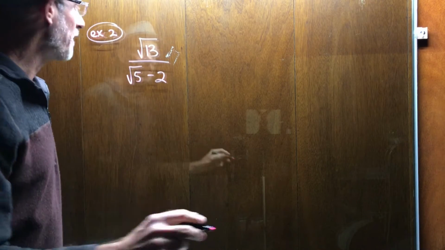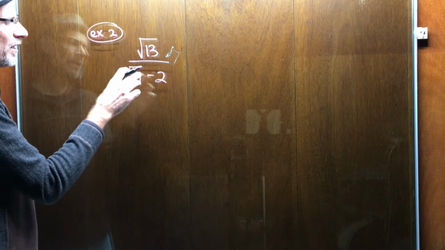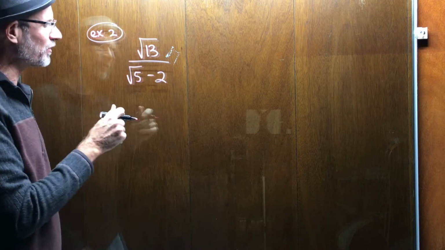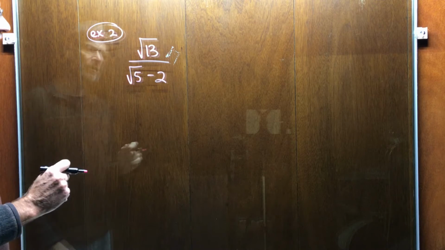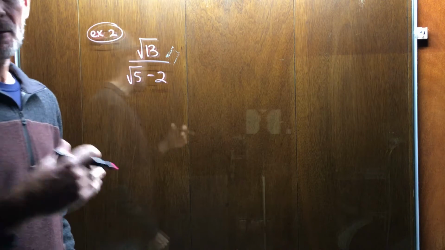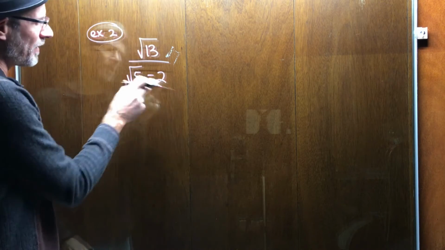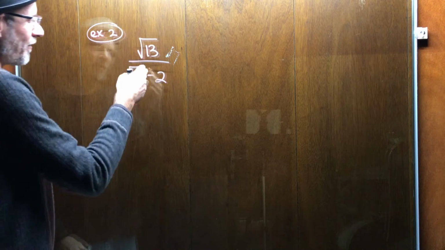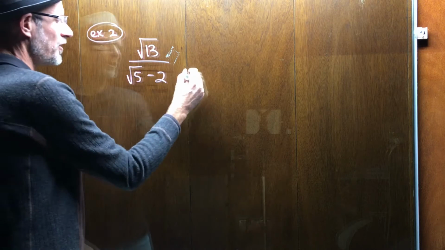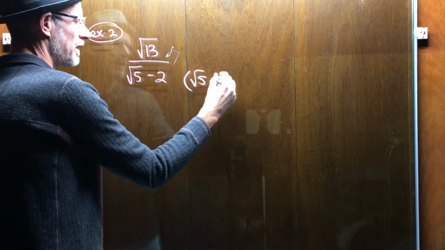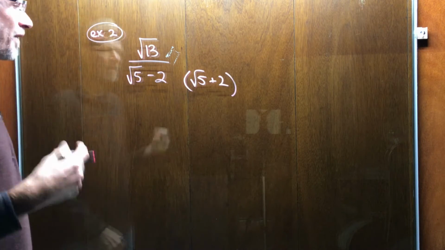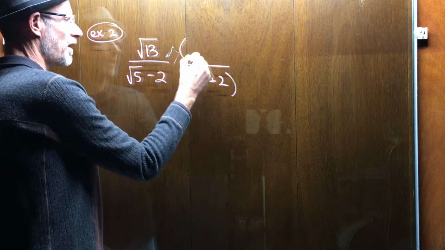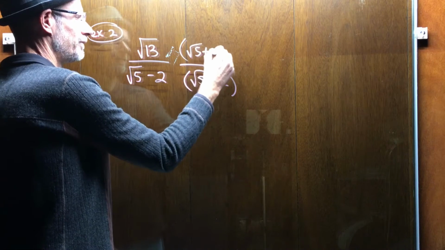In our second example, we have the square root of 13 over root 5 minus 2. And again, this is not in its simplest form because the denominator has a radical in it. So we need to get rid of that by rationalizing. But since the denominator is a binomial, again, we're going to rationalize by using the conjugate. Now, this is a difference, so our conjugate will be a sum. And with every fraction problem, if you're going to multiply the bottom by something, you have to multiply the top by the same thing.